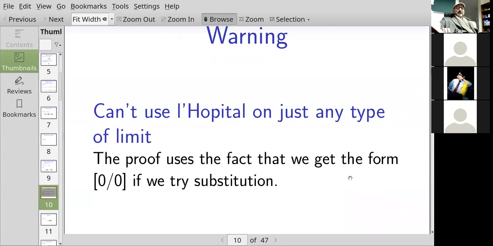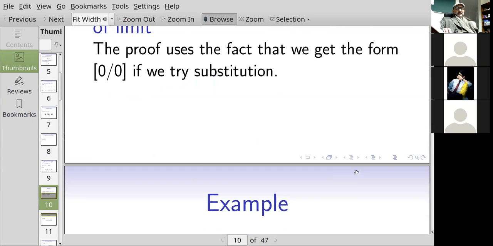Okay, just one warning before we start. There are two forms for which L'Hopital's rule works. One form is if you would get 0 over 0 with a substitution. The other form is if you would get infinity over infinity by a substitution. L'Hopital's rule can help you with other things, but then you have to manipulate things until you get into one of these two forms. You cannot use it with other forms of limits, okay?